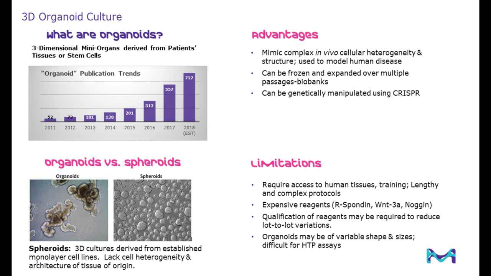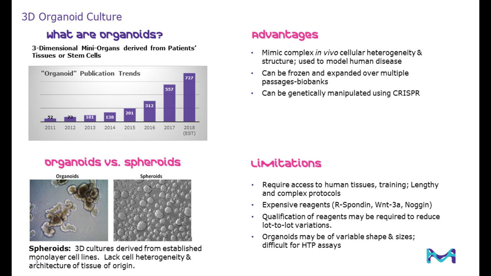So what are organoids? Organoids are self-organizing three-dimensional structures derived from either pluripotent stem cells or from primary tissue with the ability to recapitulate some of the spatial architecture and in vivo function of organs. In recent years, 3D organoids have emerged as an important tool for disease modeling. Over the last several years, the number of scientific publications utilizing organoids has grown exponentially.